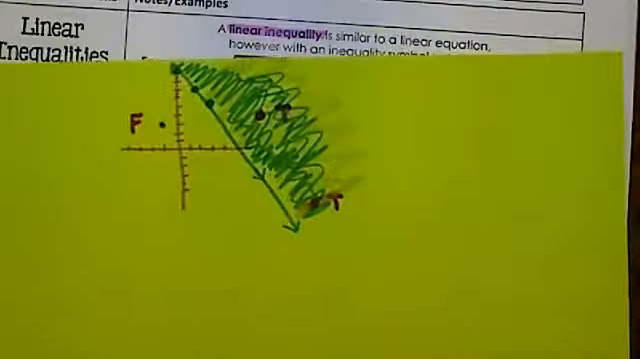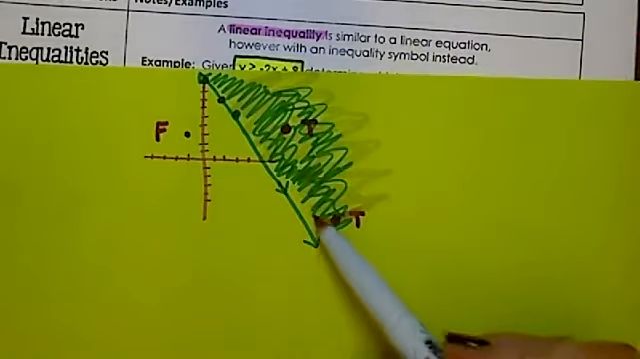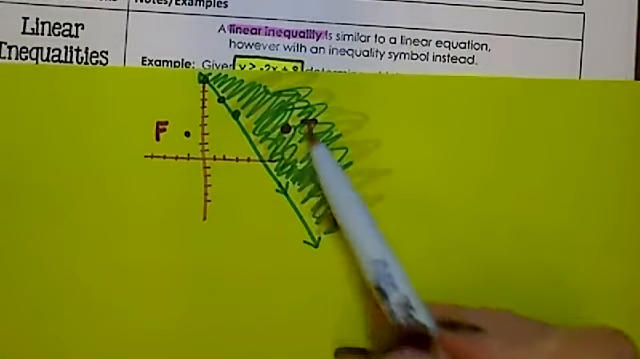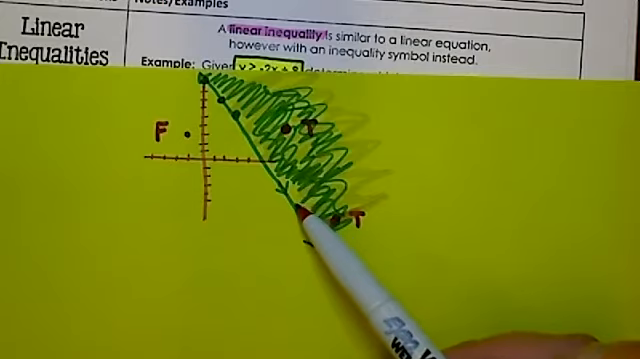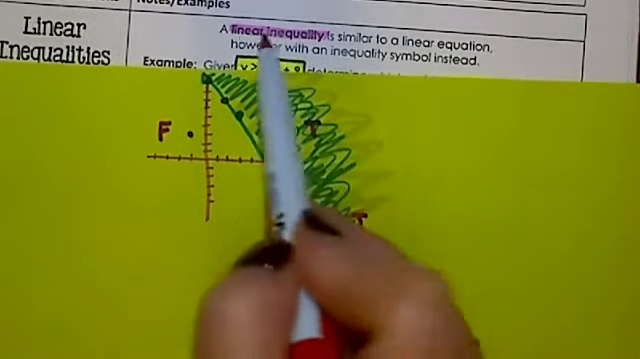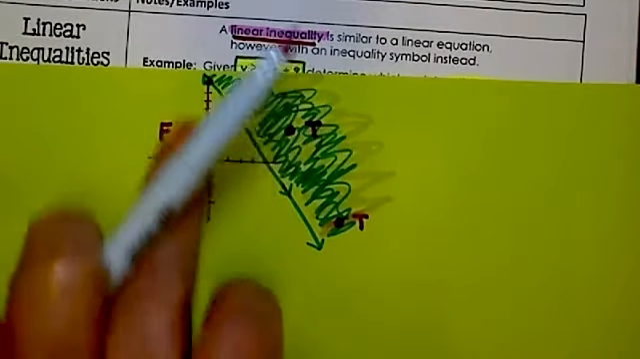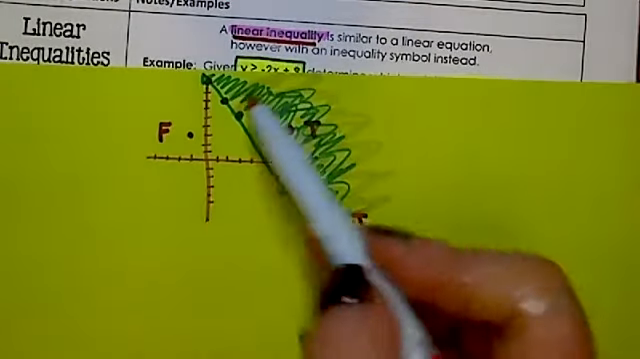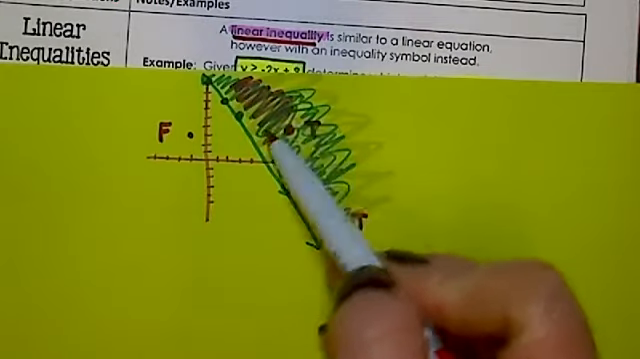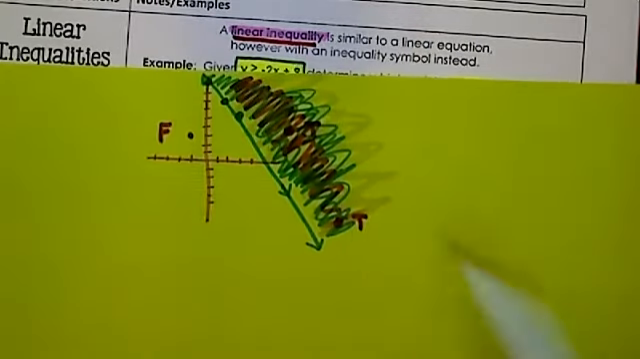Okay, so you can see there are several answers in that area. So there would be other solutions that would make that linear inequality true. It's not just a line anymore. It's that line and an area. So make sure that you're shading.